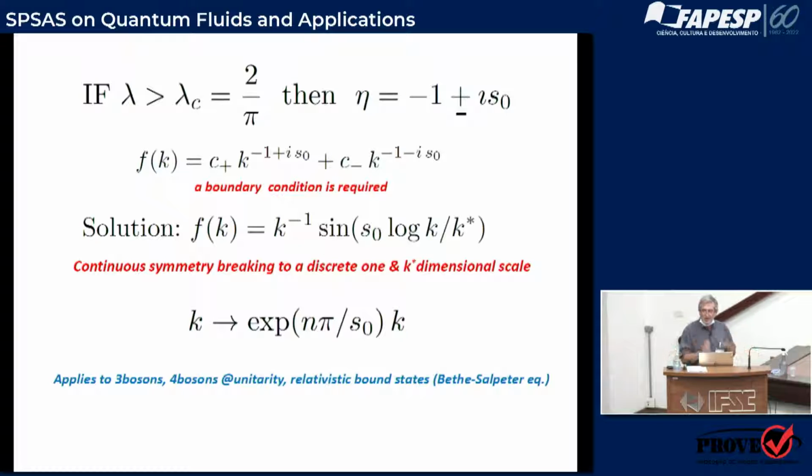This is exactly behind the Efimov effect, and other physics that comes with equations that you can complicate in the way you want. But this is the main point. You have a continuous scale symmetry that is broken to a discrete one.